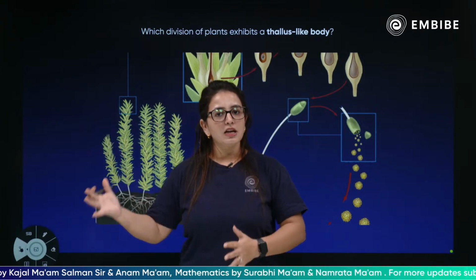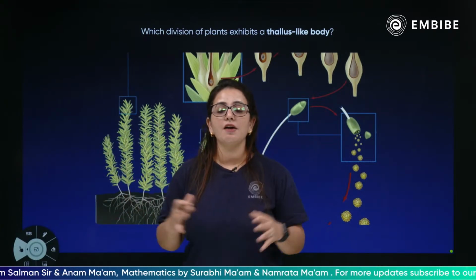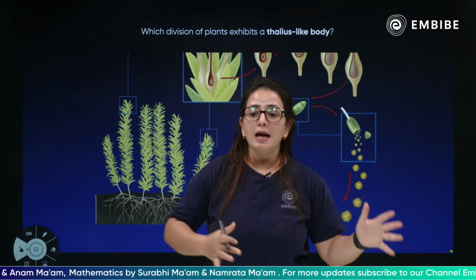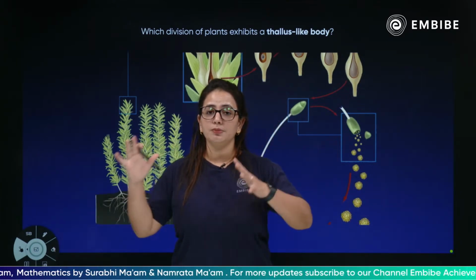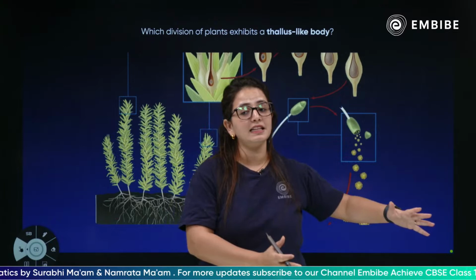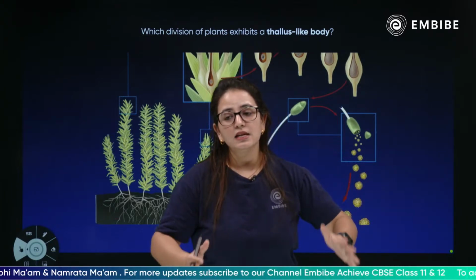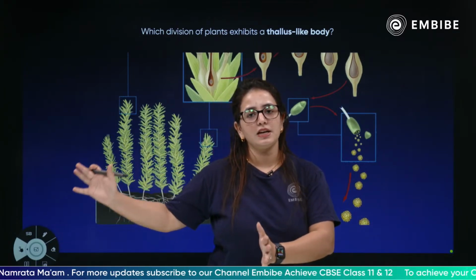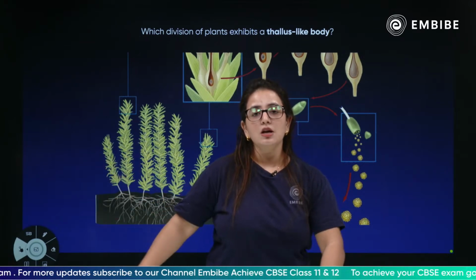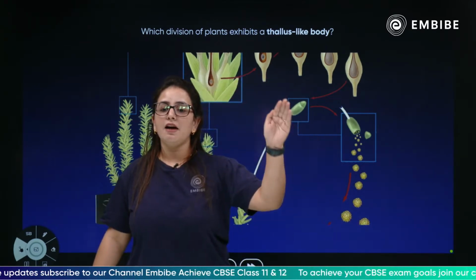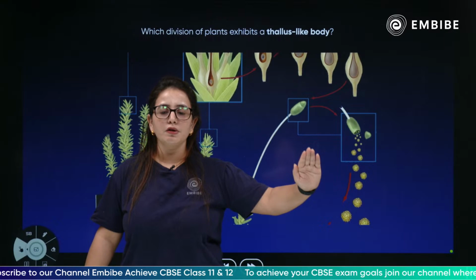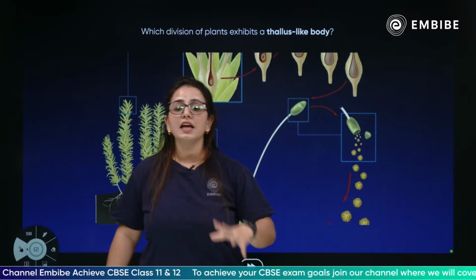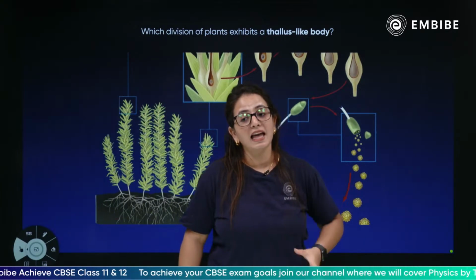Yes, so initially we have categorized the cryptogams and the phanerogams. The cryptogams do not have seeds in their plants, and the phanerogams are seed-producing plants, which are angiosperms and gymnosperms. Starting with the algae, they have the typical thallus-like structure. Moving forward with the bryophytes, they also have a thallus-like body.